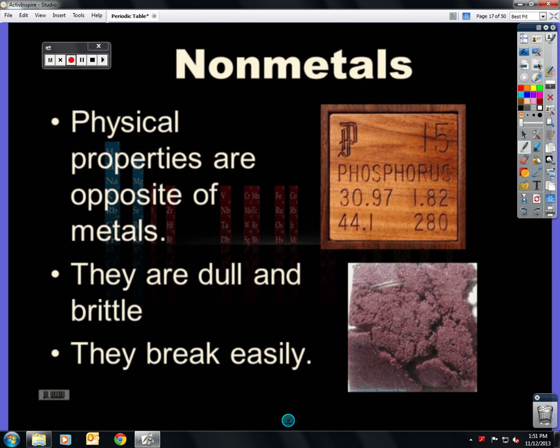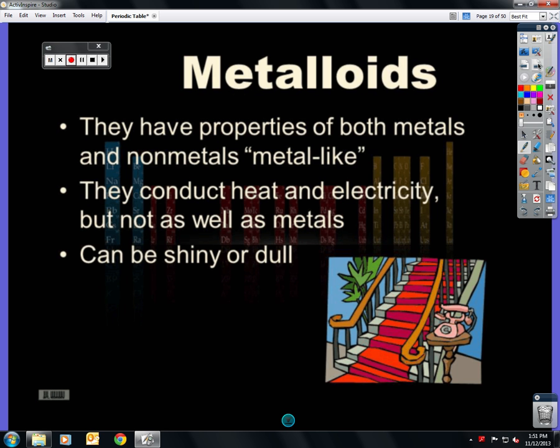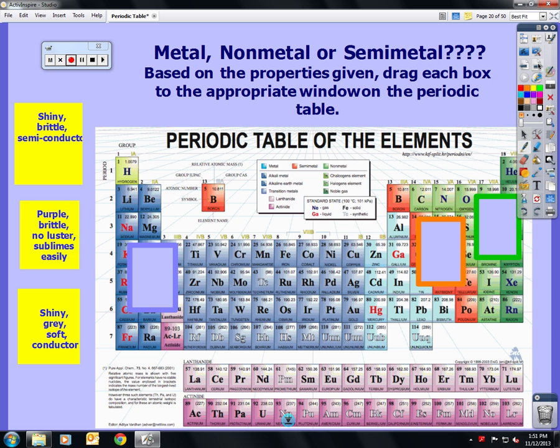Nonmetals are the exact opposite. They're dull, they're brittle, which means they break easily, and they do not conduct heat or electricity. Metalloids are considered to be metal-like. Some of them can conduct heat and electricity, but not very well. They can be shiny or dull. They can be breakable or malleable.